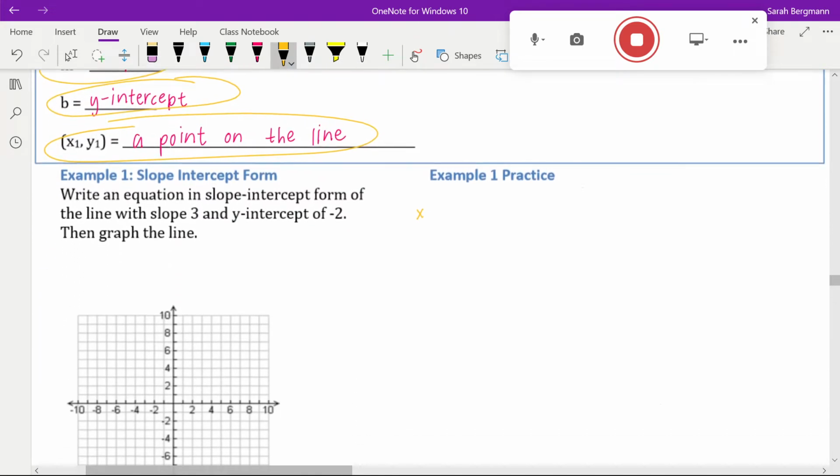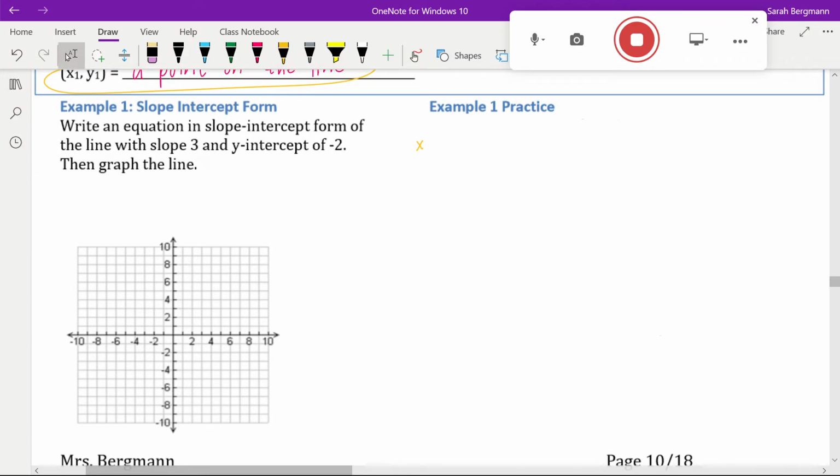Let's do a practice problem. It says write an equation in slope-intercept form of the line with slope 3 and y-intercept negative 2. 3 must be m since it's a slope. Negative 2 must be b since it's the y-intercept.